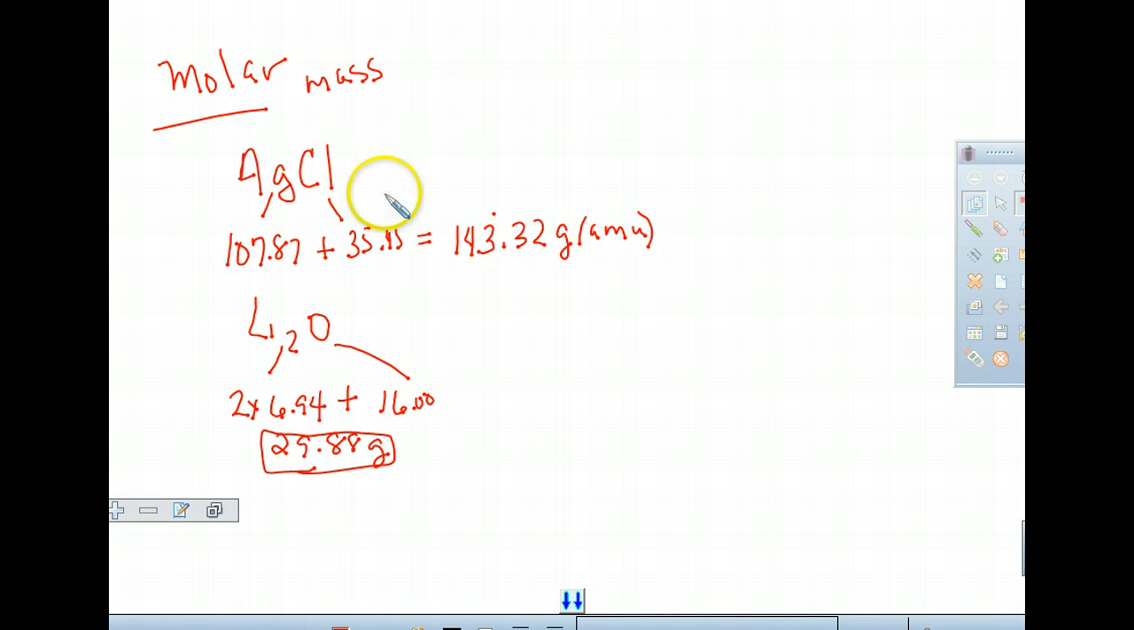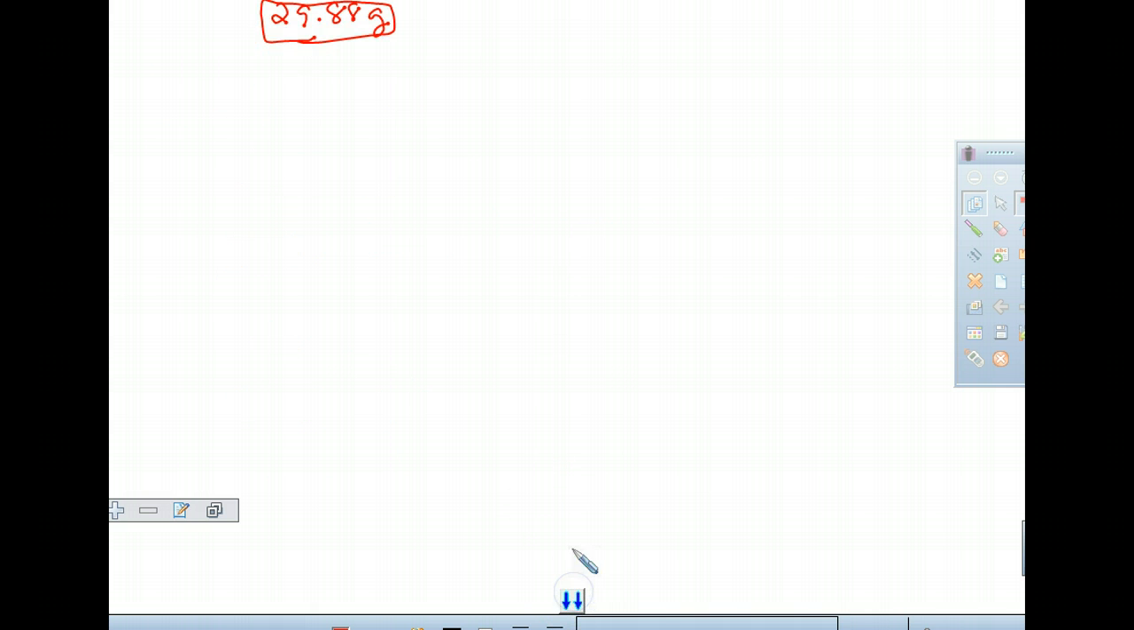I simply take the formula, see how many of each are there, look at the atomic mass on the periodic table, and then add them up. That's molar mass. Let's figure molar mass and moles and do some calculations.